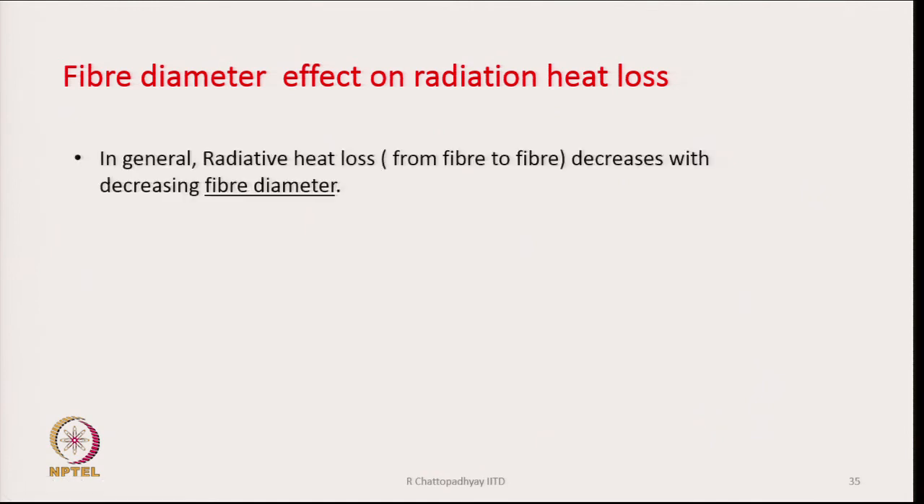Now, fiber diameter effect on radiation loss, because the question will always come: what type of fiber should we choose, what should be the fiber denier or diameter, what should be the cross-sectional shape. All these issues will come when we go for the detailed design process. In general, radiative heat loss decreases with decreasing fiber diameter.